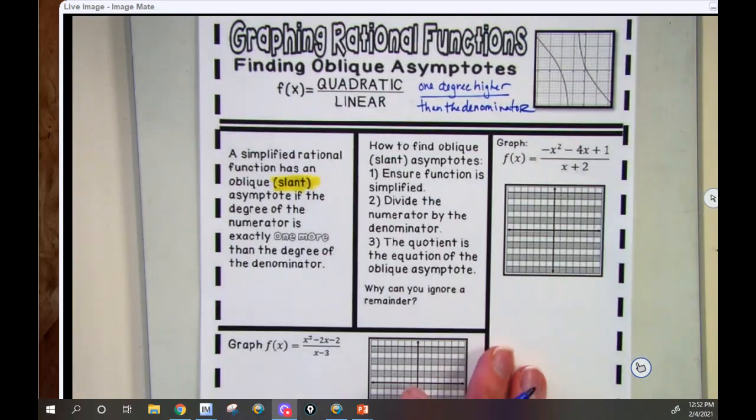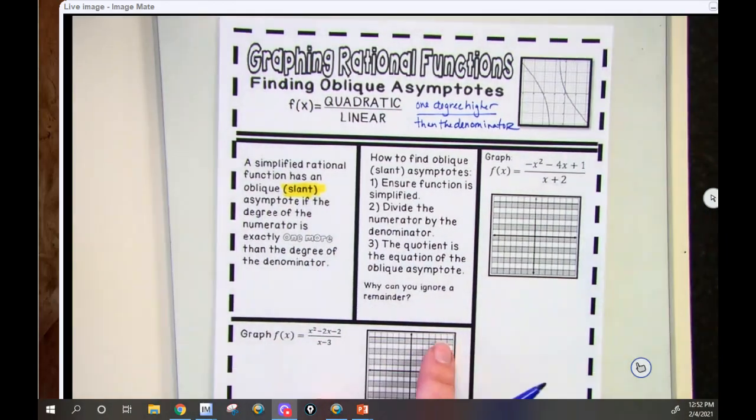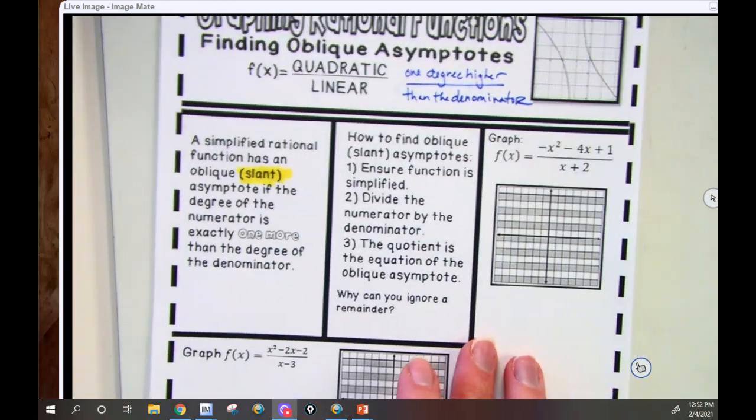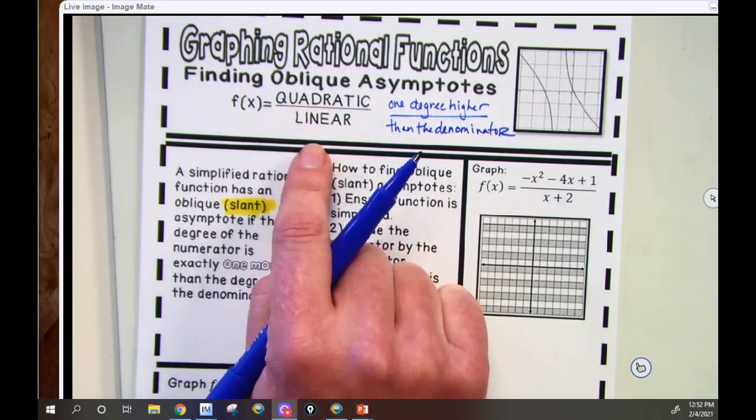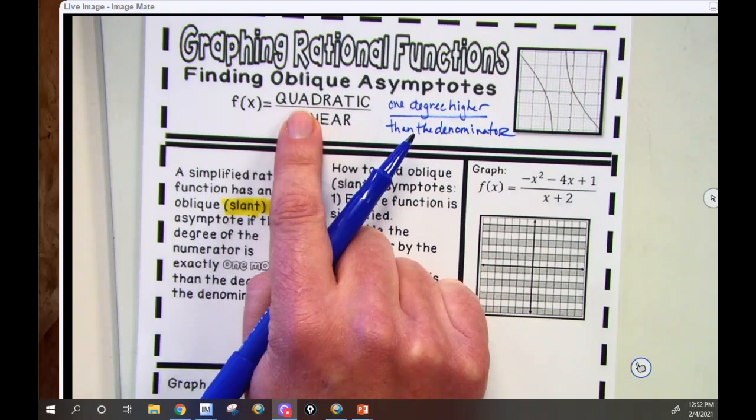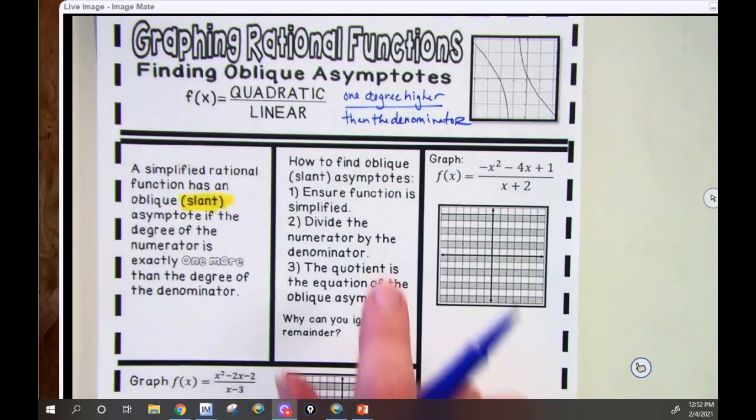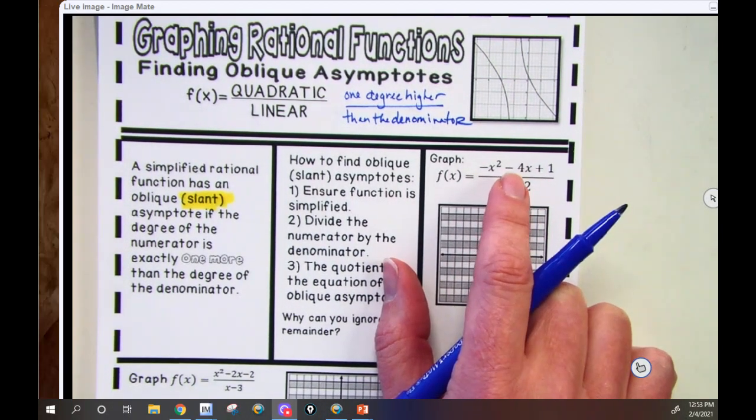All right, so oblique, fancy word for a slant asymptote. And there we go, when the numerator is exactly 1 degree more. Today, we're going to stop at quadratic over linear. We won't go any degree higher than a quadratic. First thing you want to do is factor anything you can factor, cancel anything out that you could cancel to see if there are holes.